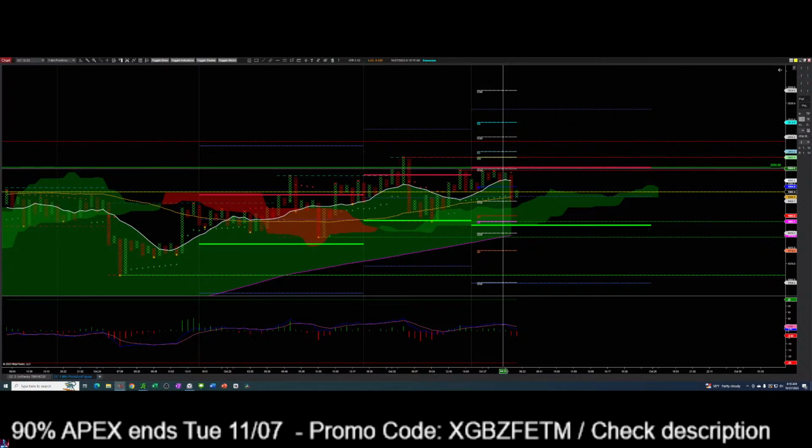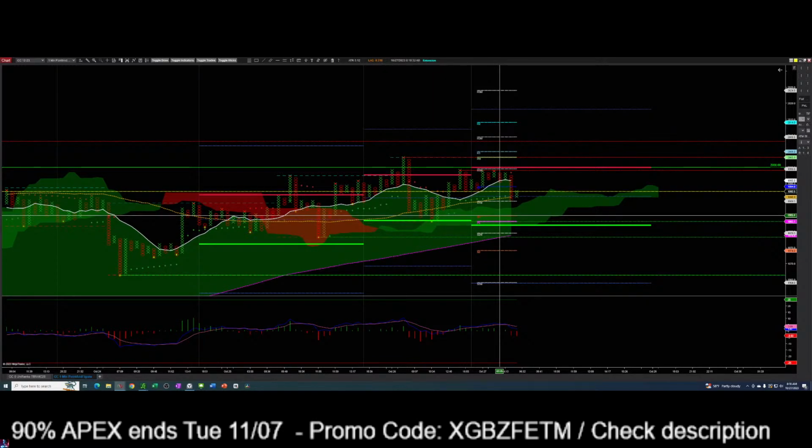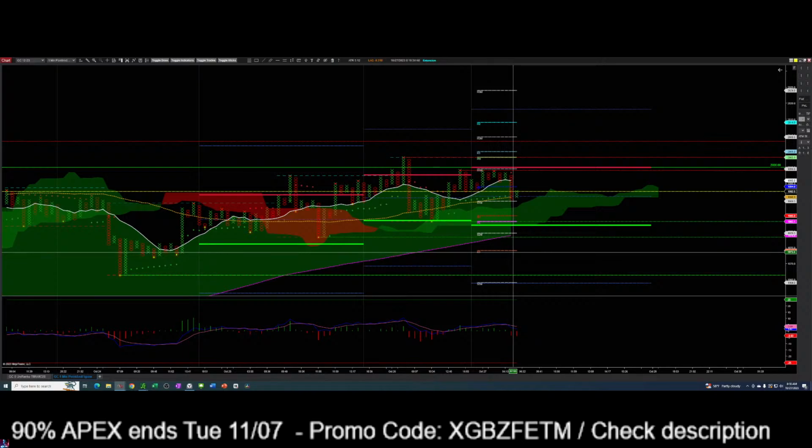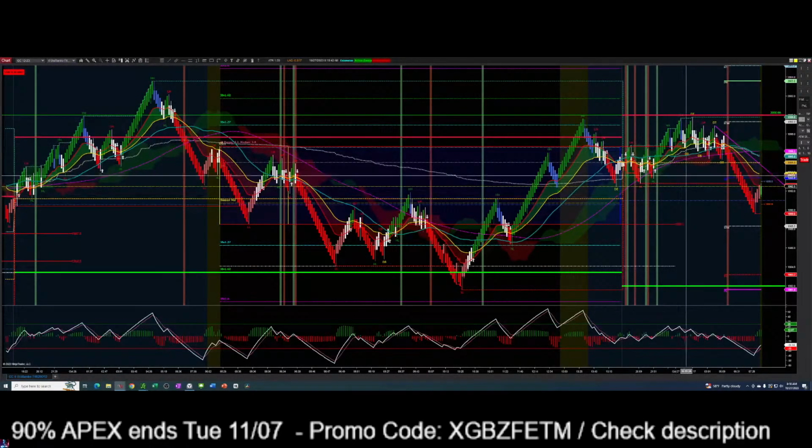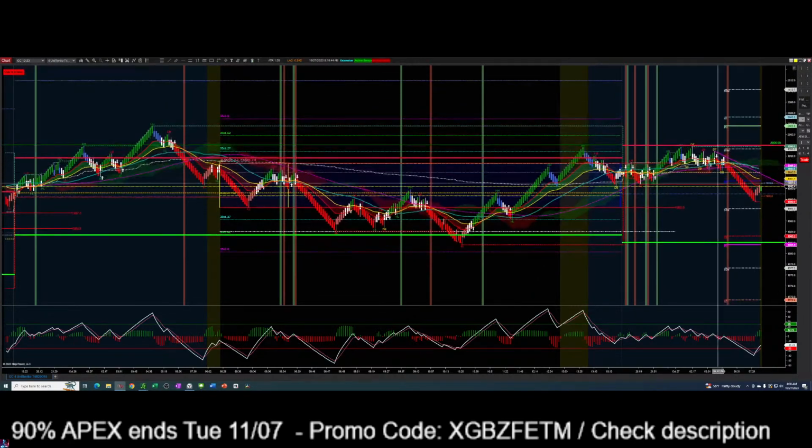Okay, so we do have a resistance 2 up here, resistance 1 up there, above the previous high, and then this one is our daily support, the daily resistance level, daily support level. And then just before that, you have the previous low in S1, or support 1, is right there. Support 2 is down below here. Okay, so that's gold.